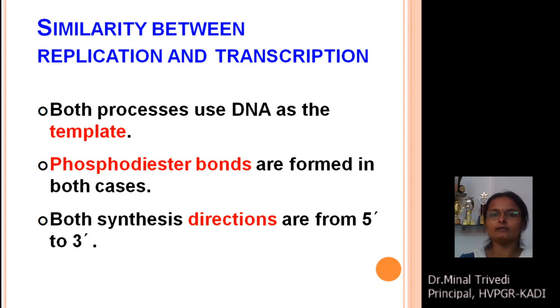If we compare the transcription mechanism with the replication mechanism, here you can see the similarities between the mechanisms of replication and transcription, as both the processes need DNA as a template. Second, there is a formation of phosphodiester bonds in both cases. And third, in both cases, the process occurs in the 5' to 3' direction.